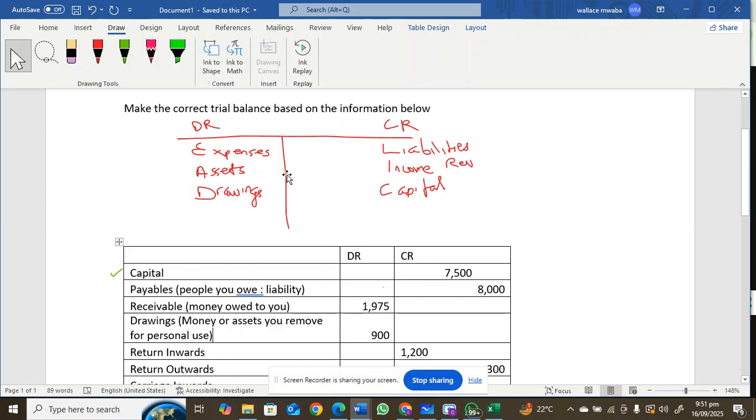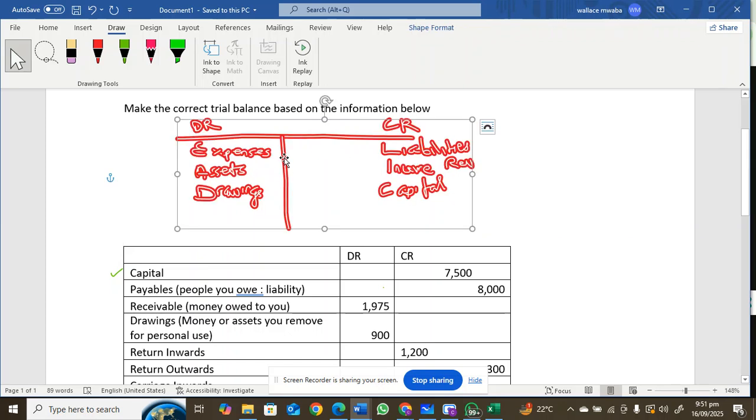This diagram here should be your Bible for accounts. When you have a Bible for church, that diagram should be your Bible for accounts. Every time we're doing a lesson, have this diagram next to you.